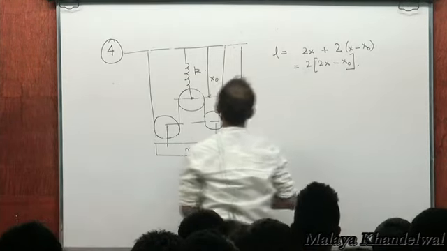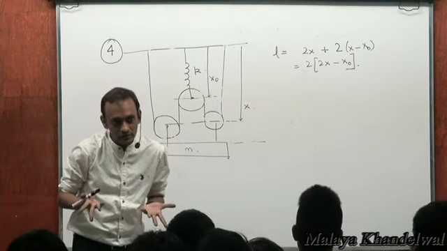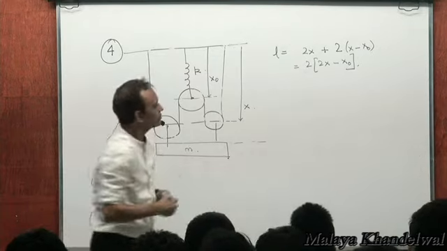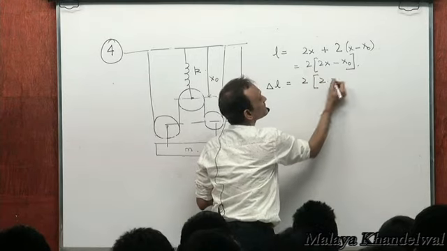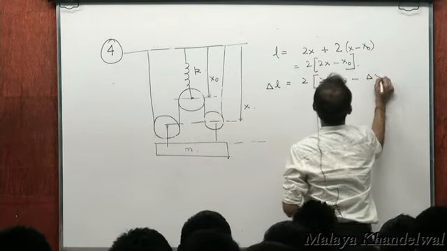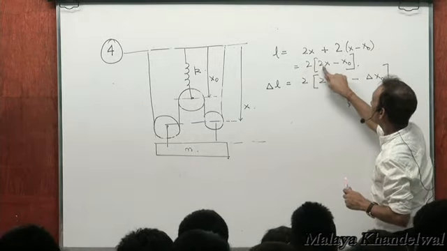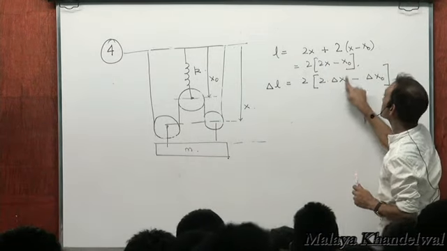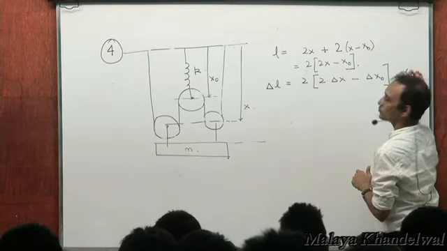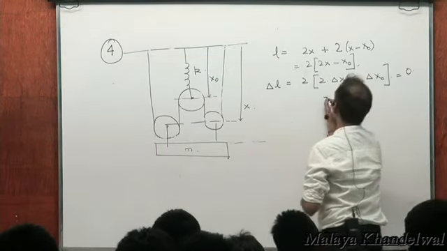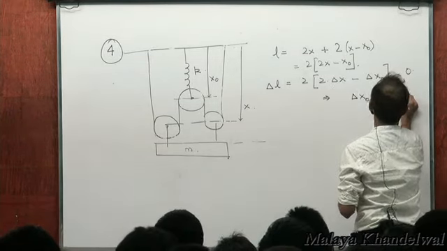Now, delta L, L is the string length, delta L will be 0, isn't it? Delta L will be 0. But delta L, change in L, is twice delta x plus twice delta x minus delta x naught. Yes or no? Change in L will be 2 times change in x plus change in x minus change in x naught. And this must be 0. Right? That means delta x naught must be twice delta x.